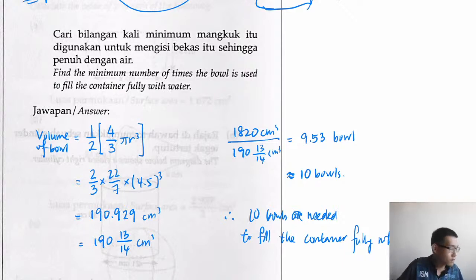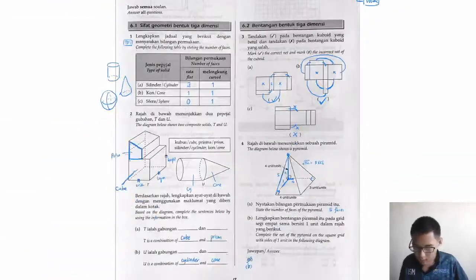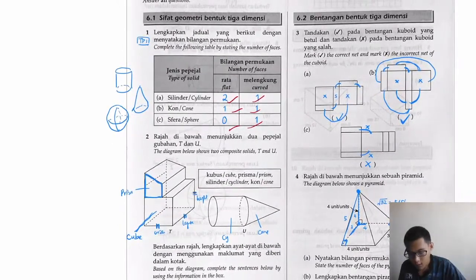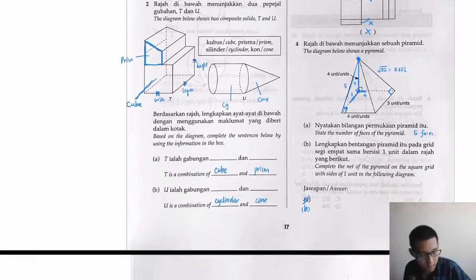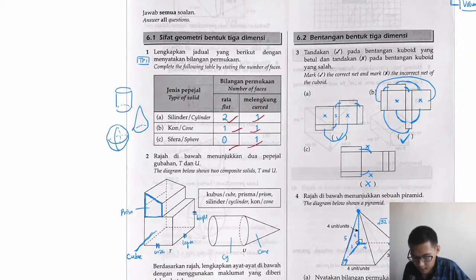Okay, so now we check the answer for chapter 6. Let's check the answers. 2111 and 01 correct. 211101 correct. Next we see this one, cubes and prism correct. Cylinder and cone correct.